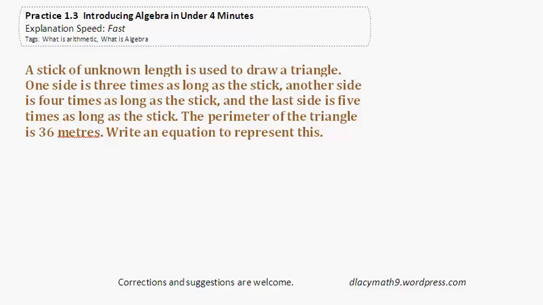Practice 1.3, Introducing Algebra in Under 4 Minutes, where the explanation speed is fast. Well, try this problem right now, and then come back and see how you did.